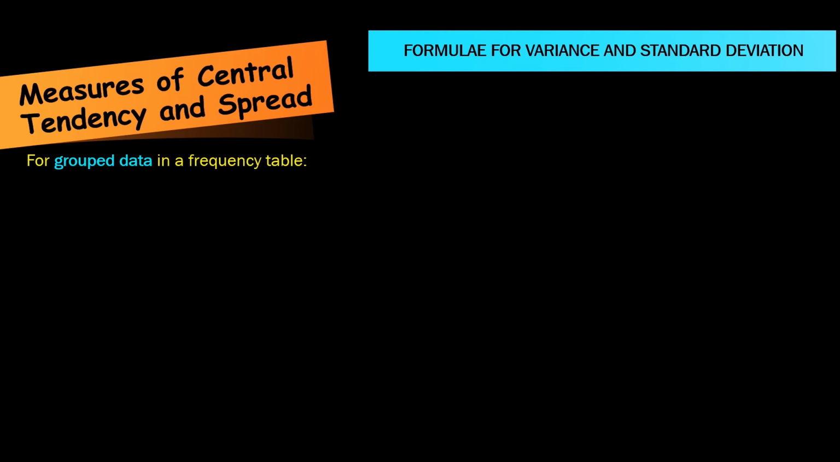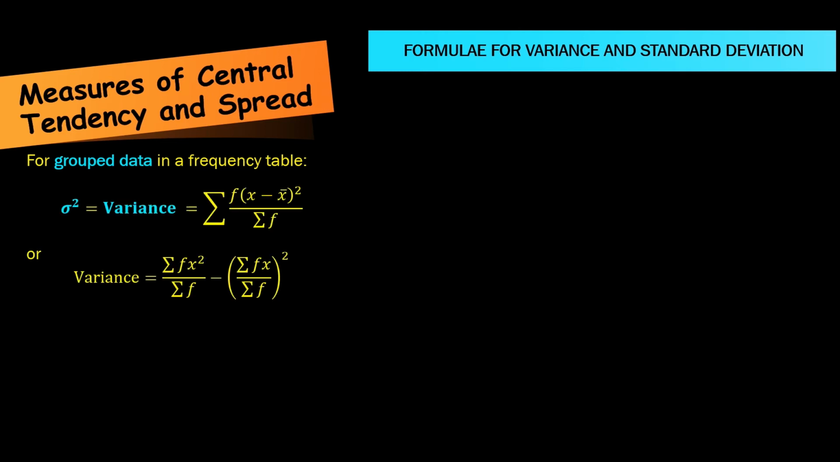Now for grouped data in a frequency table, we have a different formula that you can see on your screen. This time we have frequencies here as well. So we have the x values and the f values which correspond to those x values. Hopefully you'll be able to see the similarities between these formulas and the ones you saw earlier.